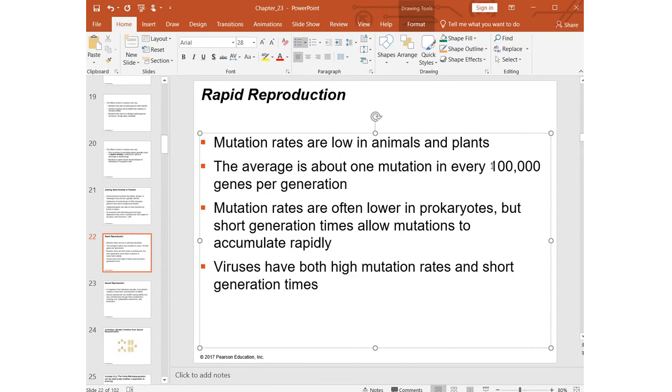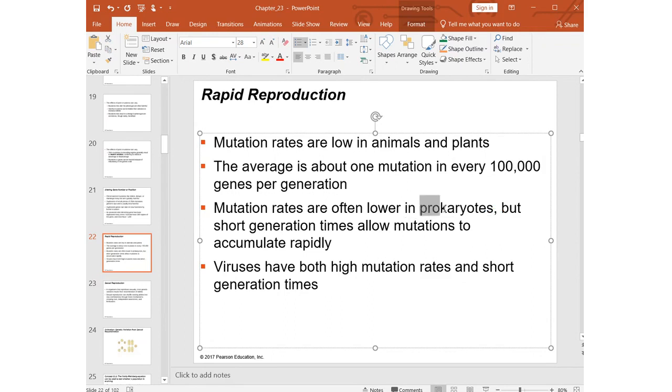But we have millions of genes, so there's more than 50 mutations generally in a species. There's more than 50 mutations from one generation to the next. Mutation rates are often lower in prokaryotes, but short generation times allow mutations to accumulate rapidly in the populations.